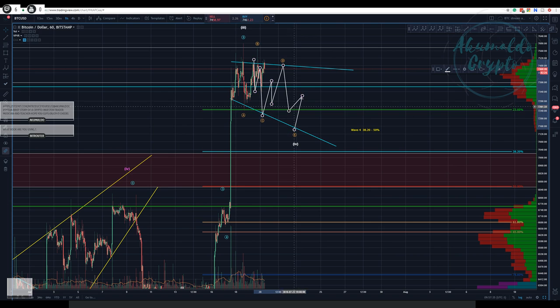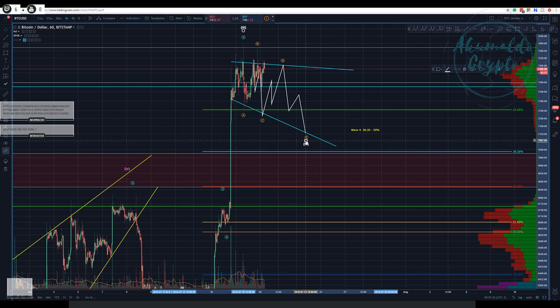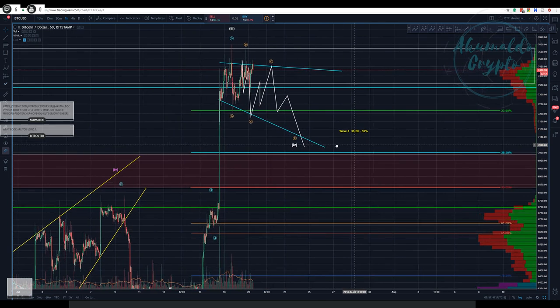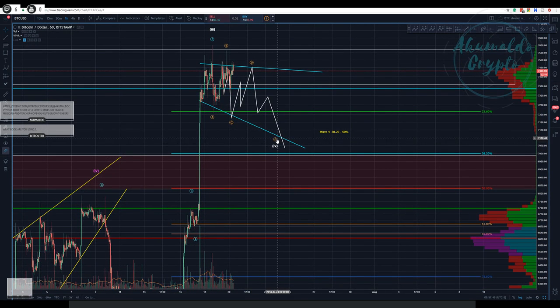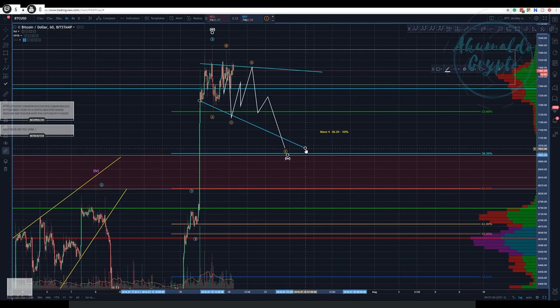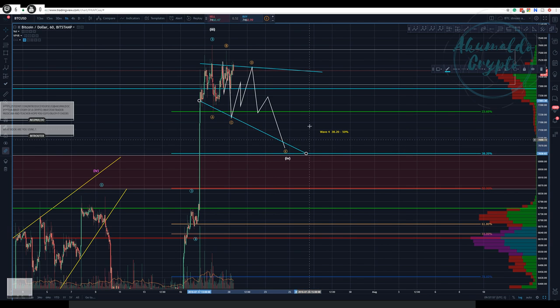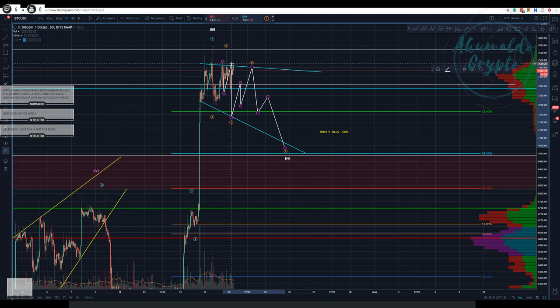This could easily play like this. Okay, an expanded A, B, C, D, E. And then we would go down, perhaps even lower to get to this 38.2%. Yes, that would be nice for a wave four, isn't it? Yeah, we will have something like this, an expanded A, B, C, D, E. I'm sorry, let me do this. I'm just adjusting my waves here. Okay.